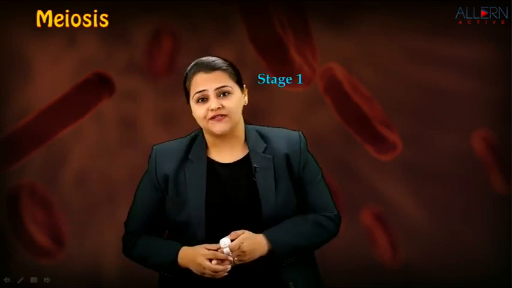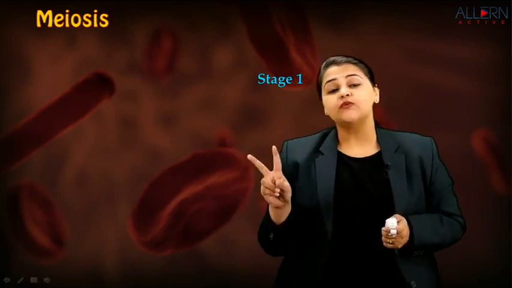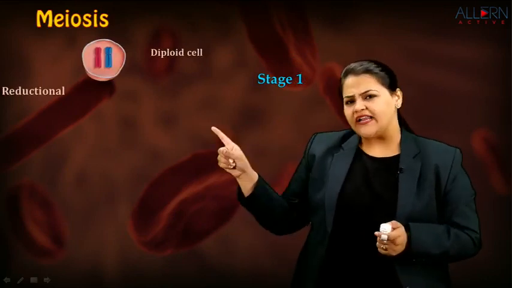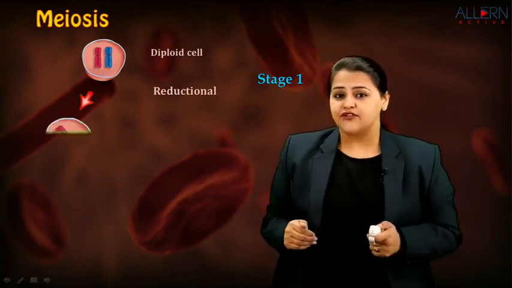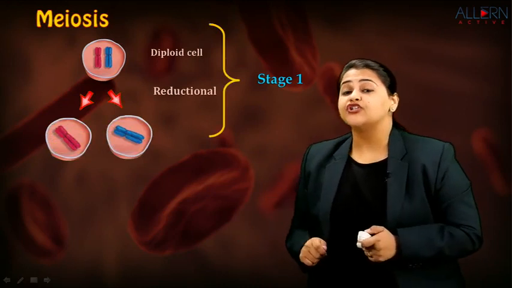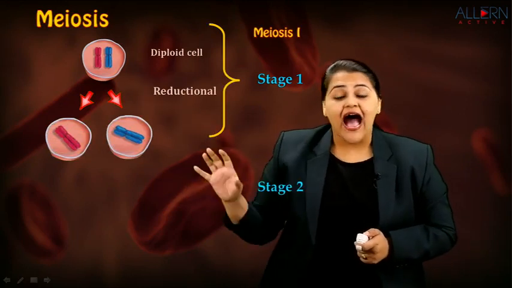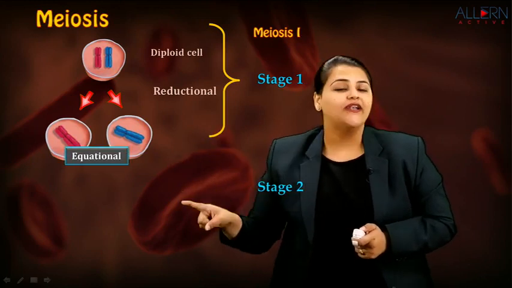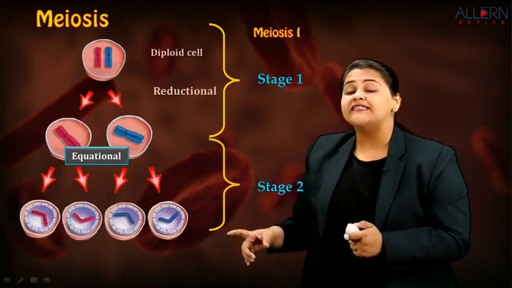Now that is not the case when we are talking about meiosis. Meiosis is going to be very different from mitosis. Meiosis itself is divided into two stages. We have stage 1 in which we have diploid cells. They will undergo reductional division, which means that 2n will now form haploid. And these haploids will now undergo equational division to form 4 different haploid cells.